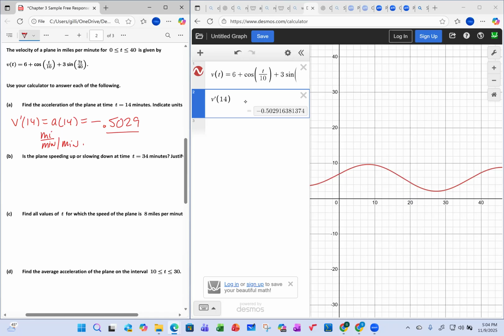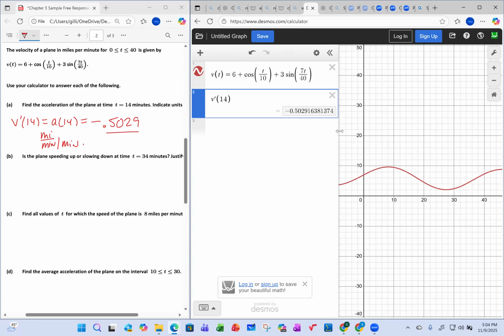Just make sure I typed it incorrectly, because I have nothing to check answers with here. If I can make that a little bigger. So I have 6 plus cosine of t divided by 10 plus 3 sine 7t over 40. And I want v prime at this. That's negative 0.5029. Is the plane speeding up or slowing down at time t equals 34 minutes?